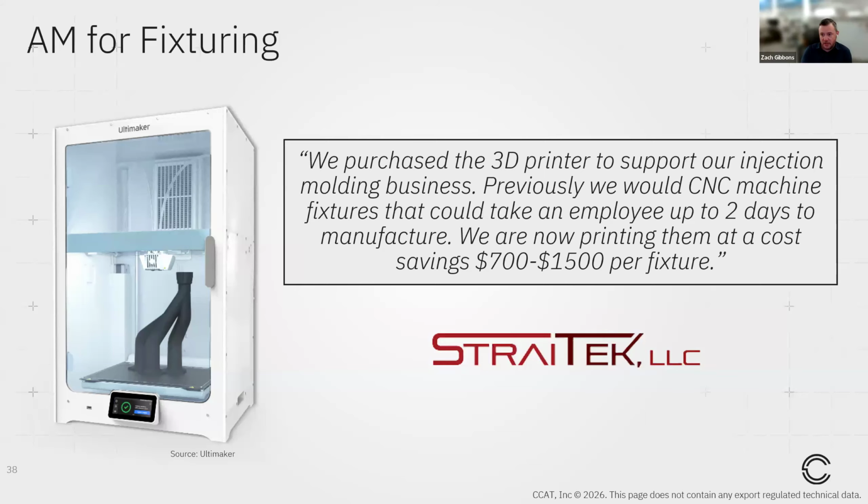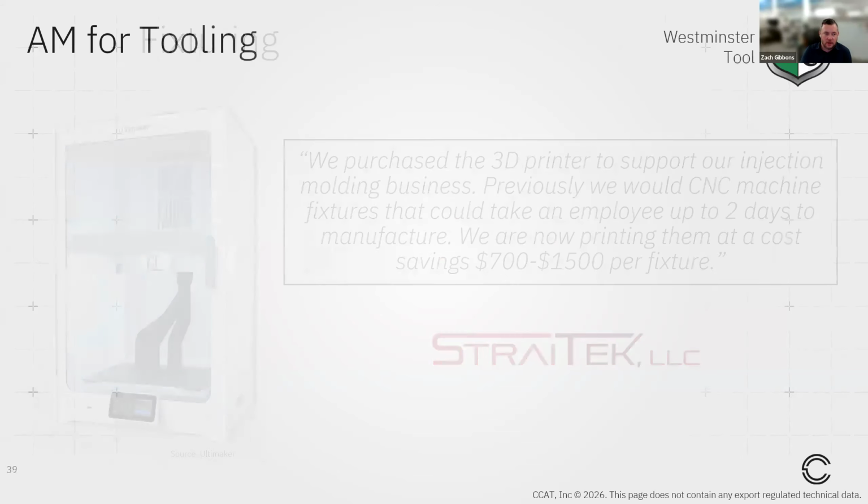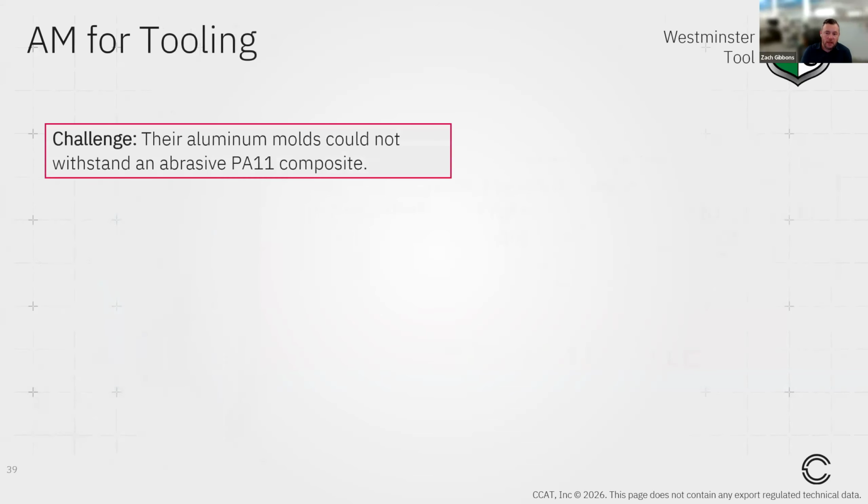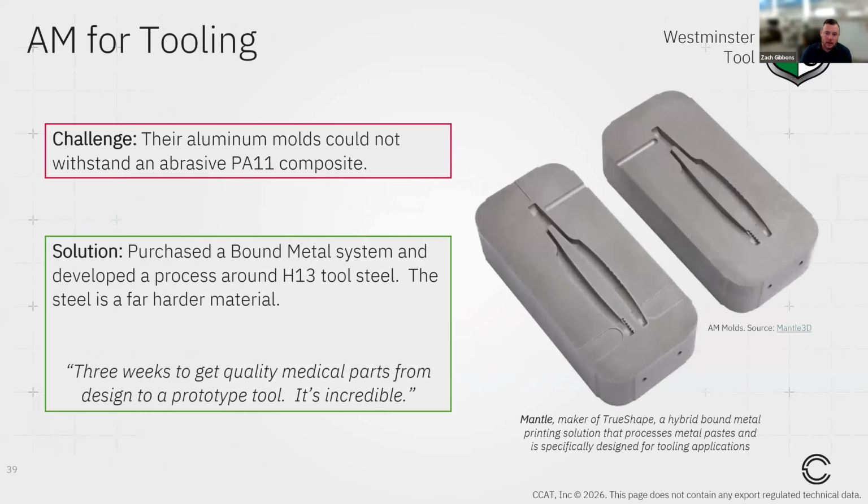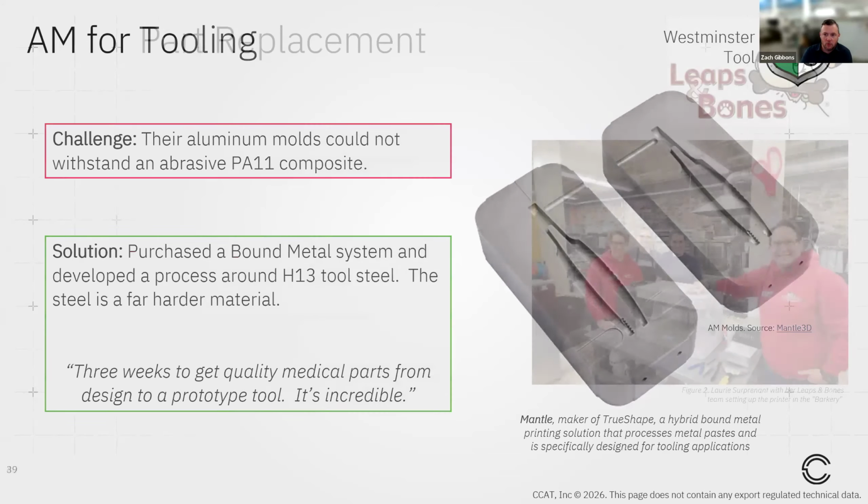Another example, Straight Tech LLC, a local organization using additive to make CNC machine fixtures. So now they're estimating they're saving $700 to $1,500 per machining fixture. Westminster Tool, they make medical tooling. So they were actually making these kind of tweezer-like tools out of a carbon fiber, I assume a carbon fiber nylon 11 composite, and they found it was eating away their aluminum molds. So they went to additive to reprint their molds out of an H13 tool steel, which is much more robust and going to resist that wear far better than the aluminum would.